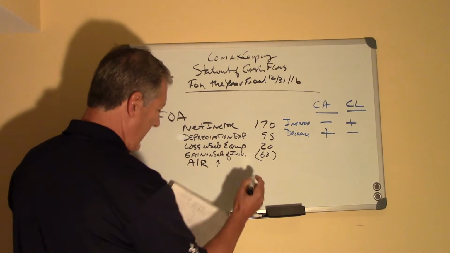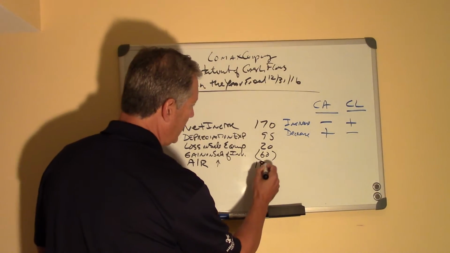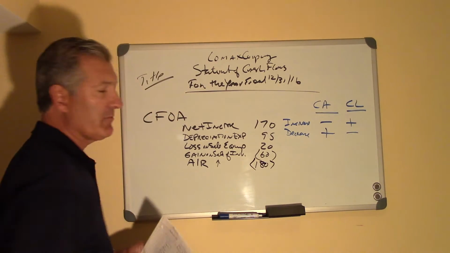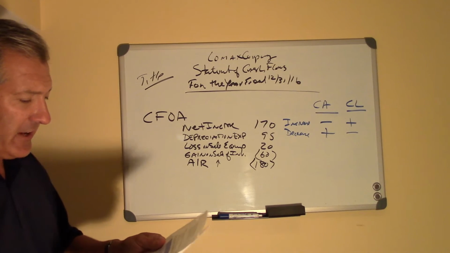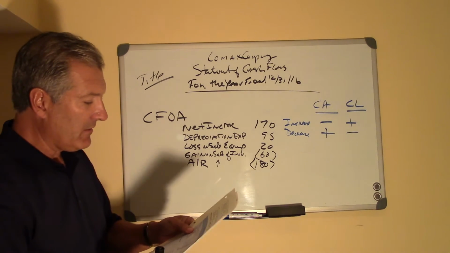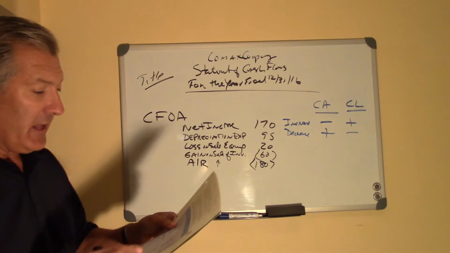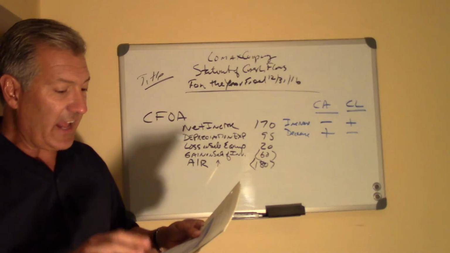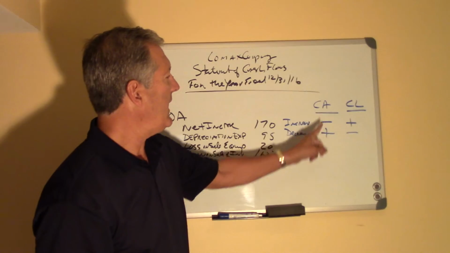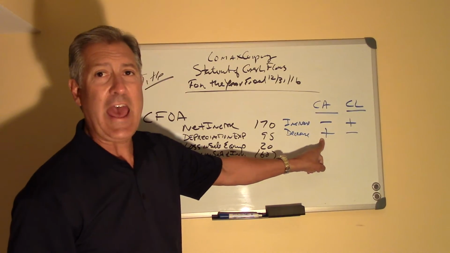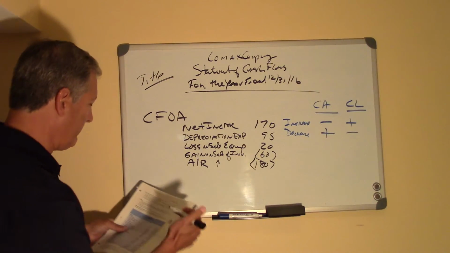I'll put a little positive arrow up. $180,000. Going to subtract it from net income. The next item we have on the balance sheet is inventory. Inventory goes from 860 to 848. It decreases. We have a current asset that decreases. We're going to add it back to net income.